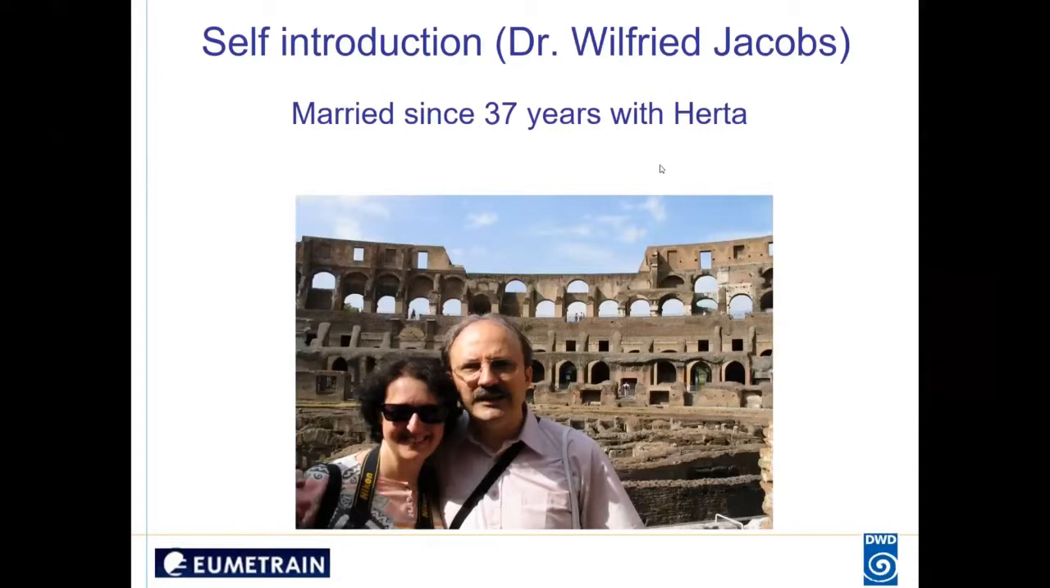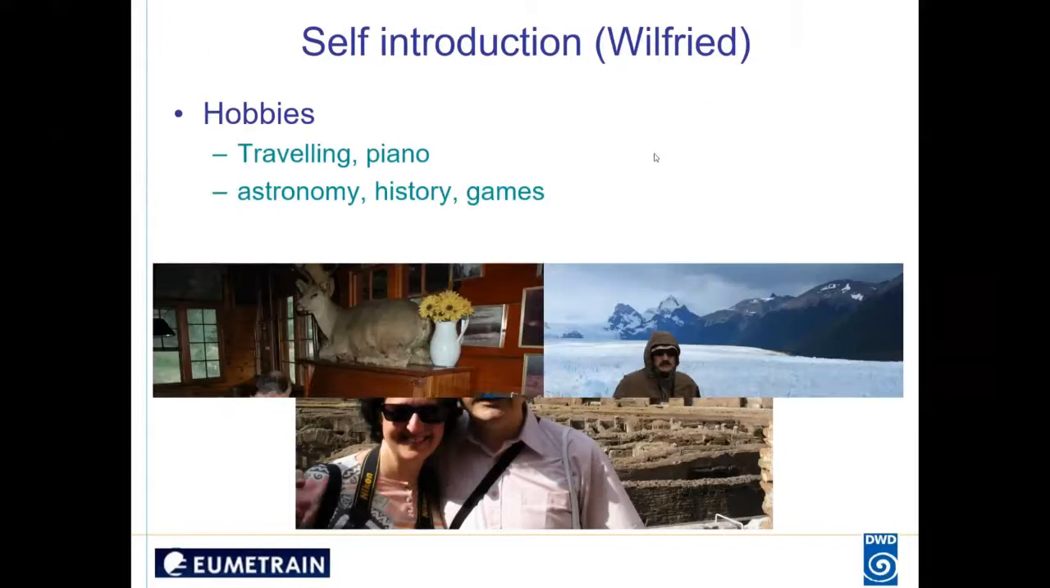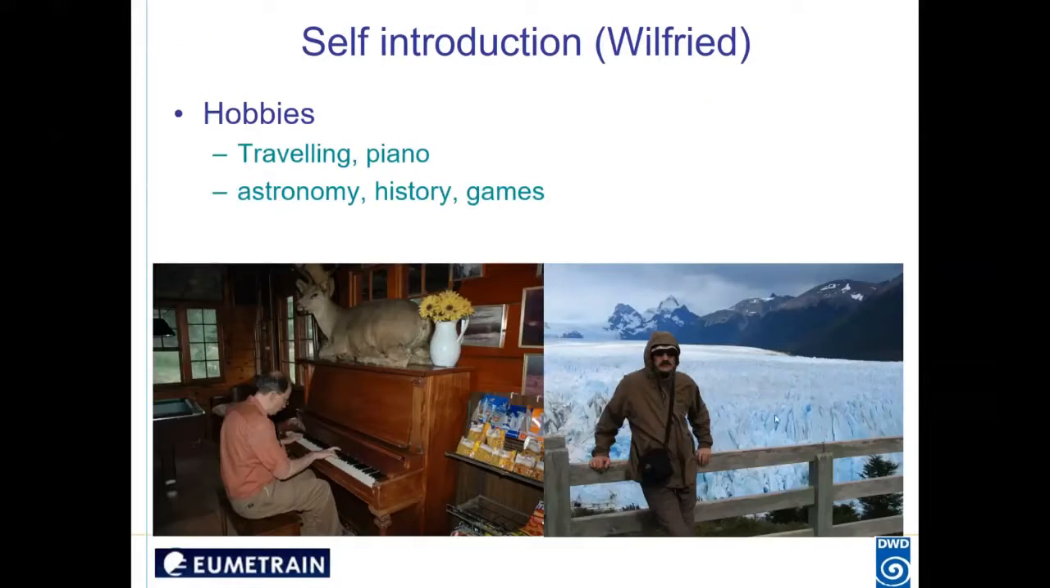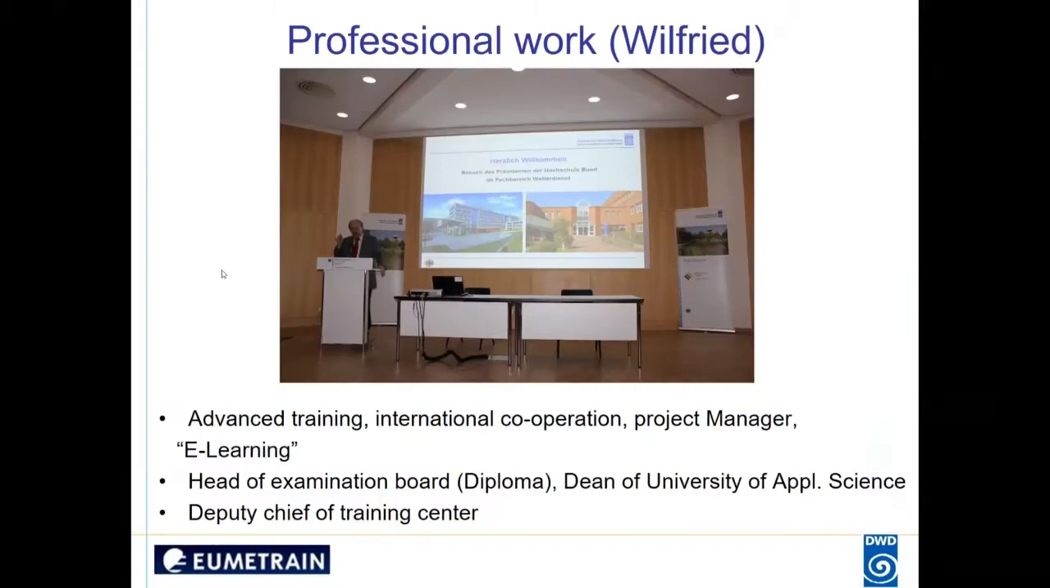And you can see my name here, Wilfried Jacobs, here a picture with my wife in Rome. And I have also some hobbies: traveling, here Perito Moreno Glacier in southern Patagonia, playing piano in the USA. I like astronomy, history, and also gambling. And some words about my professional work presently: advanced training, international cooperation, project management, also e-learning.